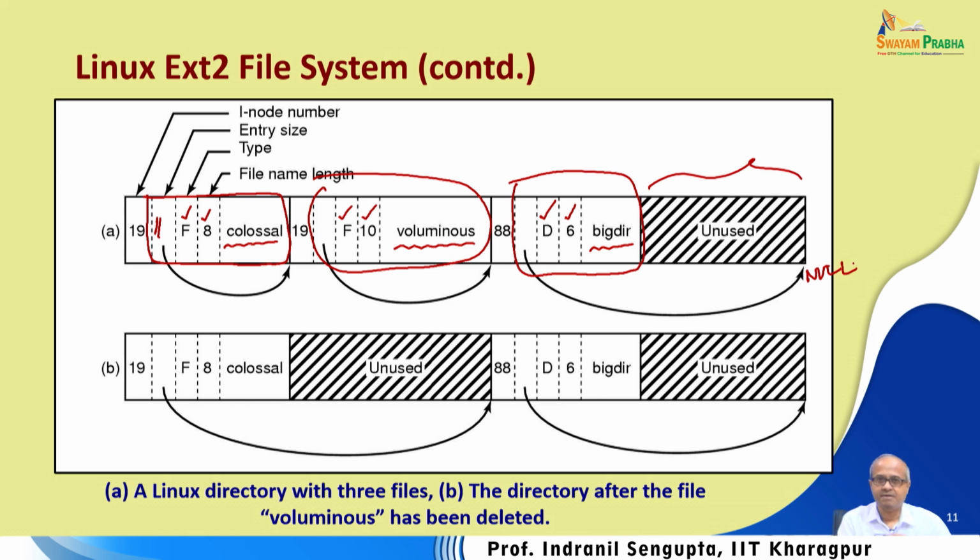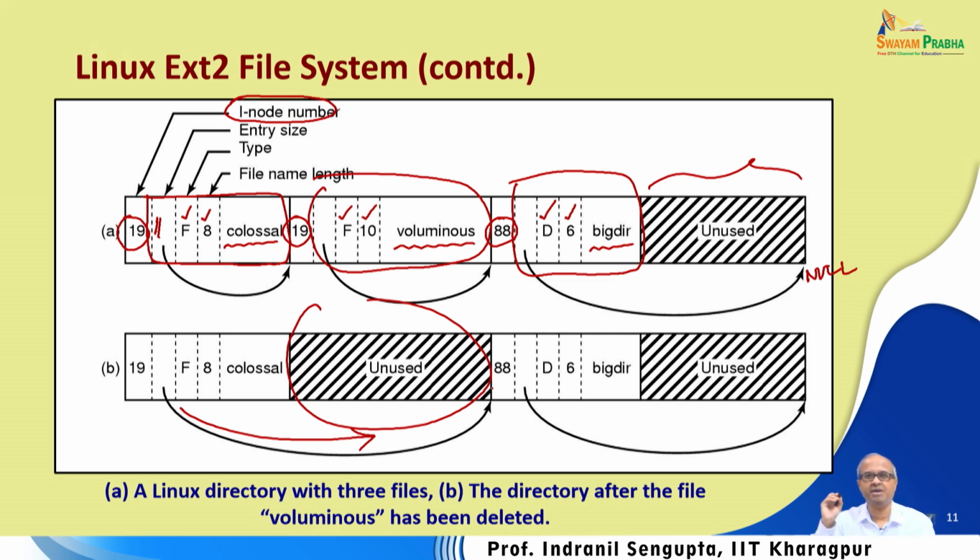Now, each of these files contains an inode number. The first file contains inode number 19, that means this file is stored in inode number 19. Voluminous also has inode number 19, but this is a separate directory, bigdir, which has a separate inode number 88. Now, suppose you have deleted voluminous. Now it will look like this: the central part will be unused, and this pointer is directly pointing to this 88. So, this is basically how it looks pictorially.